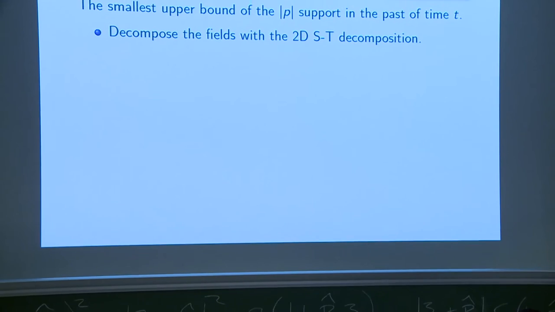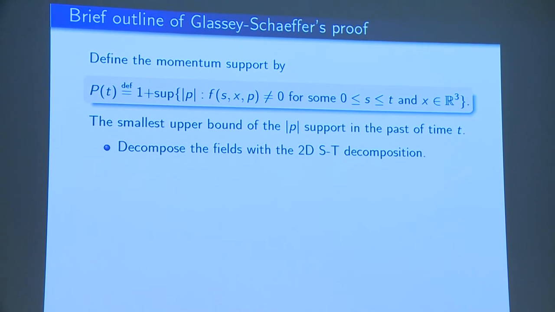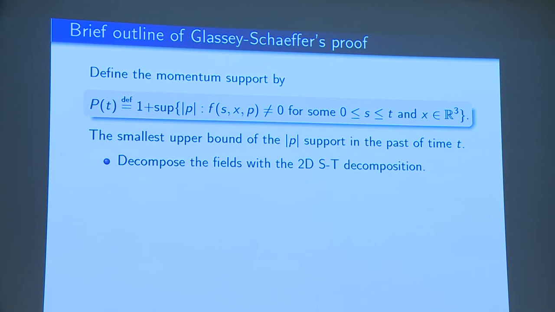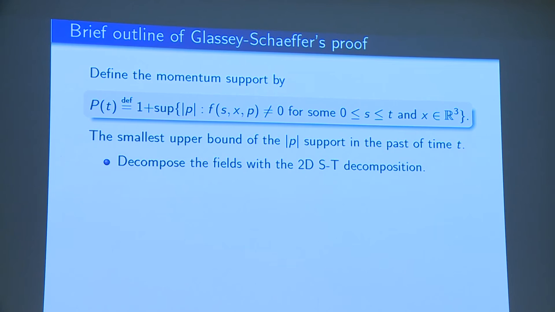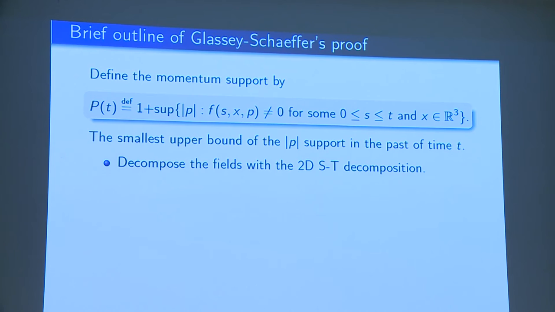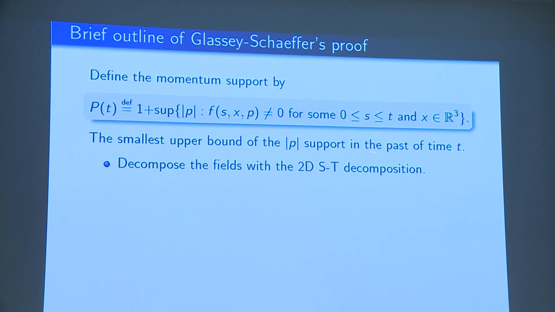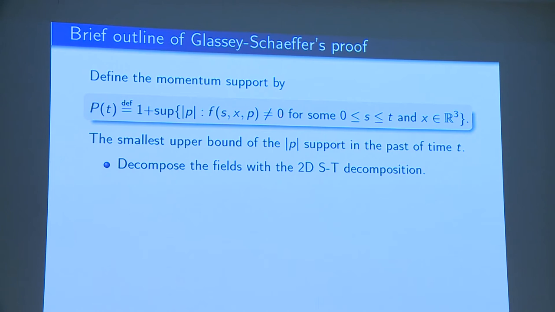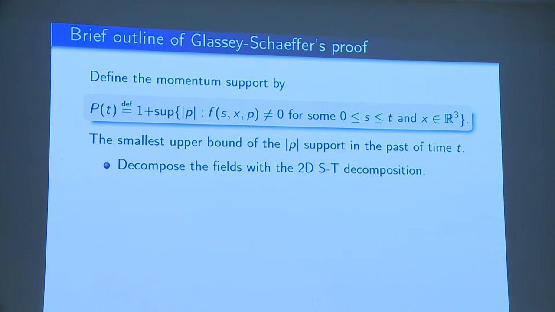Okay, so let me explain for you in one slide, just in a couple of minutes. Again, I just want to give you a picture. I don't want you to understand all of it. I'm not trying to explain this in too much detail, but this is a brief outline of Glassey-Schaeffer's proof. So define the momentum support P of T as 1 plus the sup of the absolute value of p over all the times where F is not zero, in all of backward time and in all of space. So this is the largest that the support ever was going backwards in time from where you are now to zero.